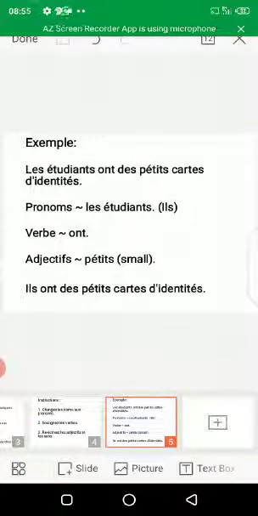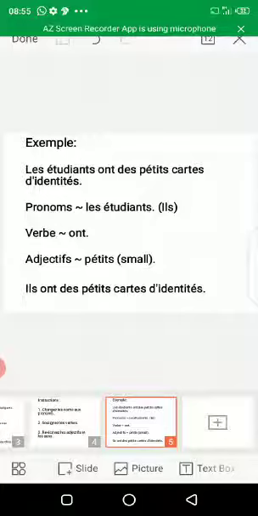Now, le pronom. The noun in this sentence is les étudiants. And I'll be changing les étudiants to ils, because it is the third person plural. Les étudiants, the students. Plural form, you can see my les with S and my étudiant with S. So it means my student is more than one. So we're using the third person plural. Les étudiants is a noun in this sentence, and changing it to a pronoun becomes ils.